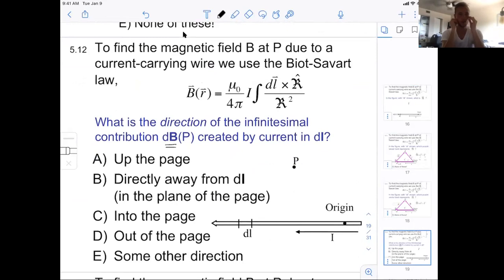Okay, so you need to do a dL cross R, and I'm just going to draw what you had previously. This is the script R that you just did, right? So you need to do a dL cross R.